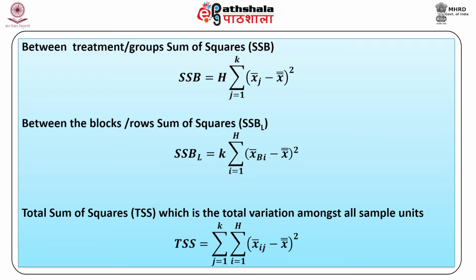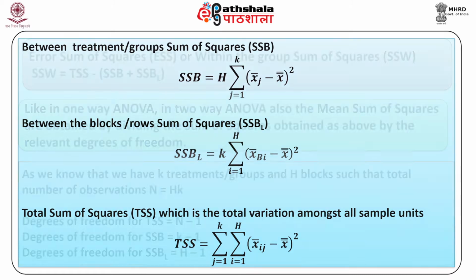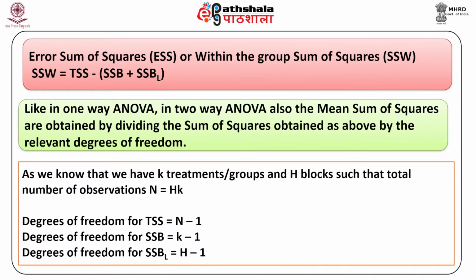The third source of variation is the total sum of the squares, TSS, which is the total variation amongst all sample units, and is equal to the double summation of Xij minus X double bar, whole square, where I ranges from 1 to H and J ranges from 1 to K. The fourth is the error sum of the squares, ESS, or within the group sum of the squares, SSW, and this SSW is equal to TSS minus, in the bracket, the summation of SSB plus SSBL.